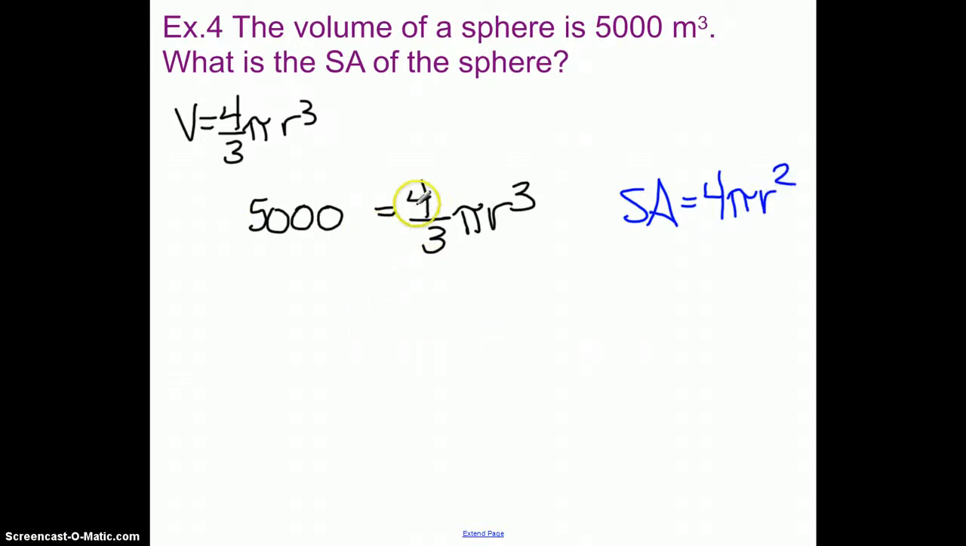So listen, the hardest part for people is this fraction. So if I multiply both sides by the reciprocal, these would cancel out. So if I were to go through and start solving this, grab my calculator here. So 3 divided by 4 times 5,000 is going to be 3,750.